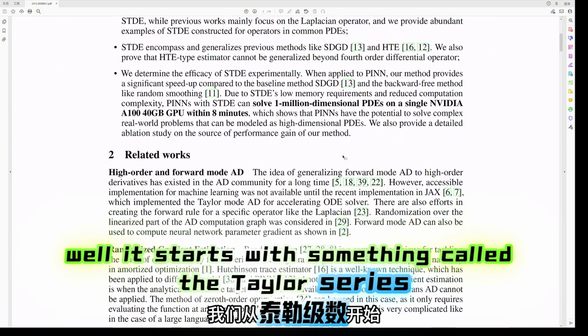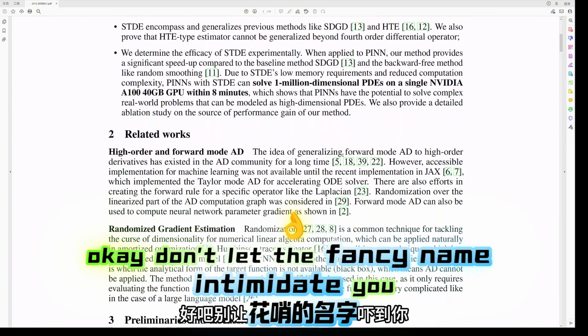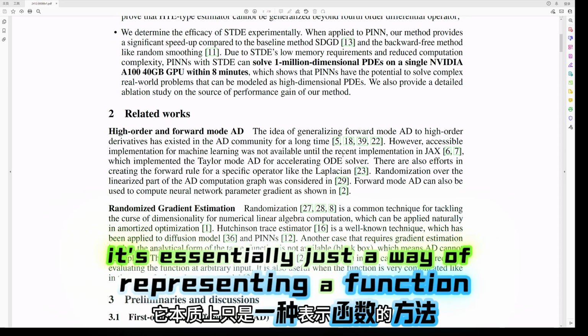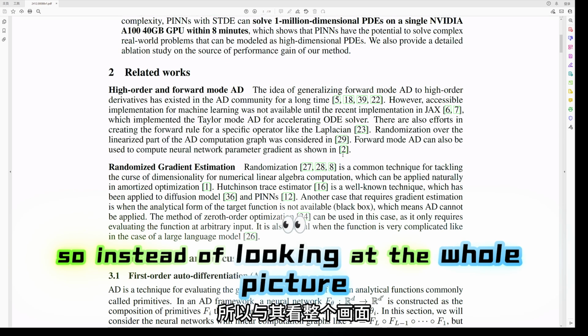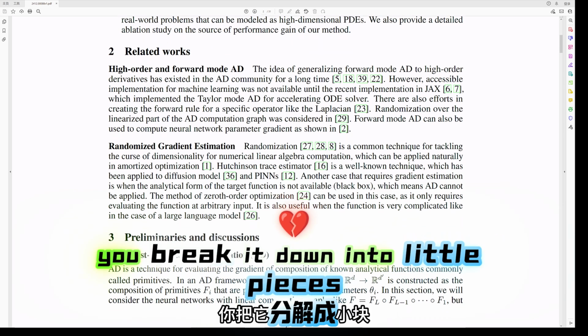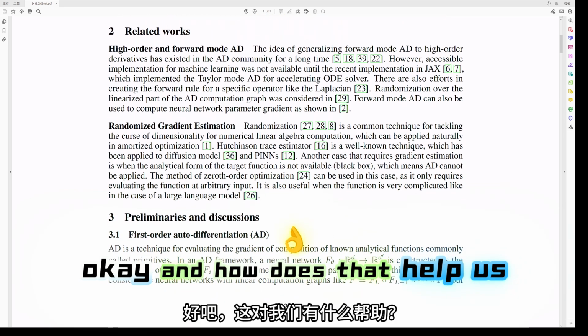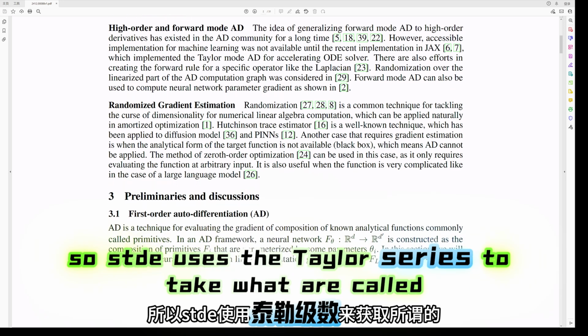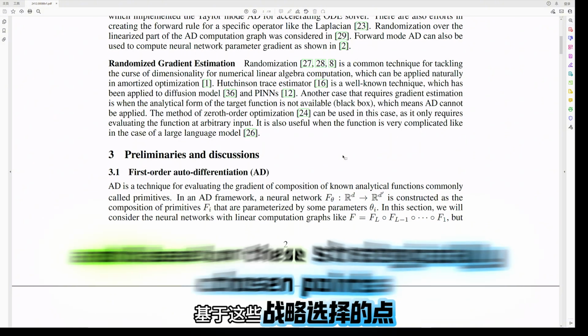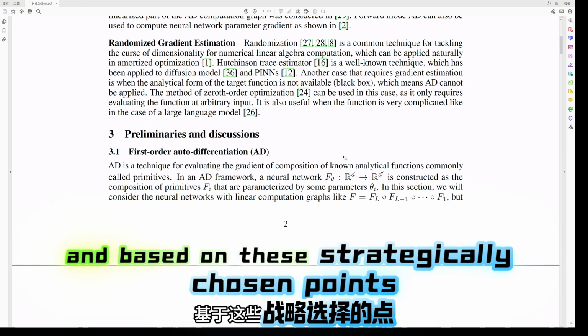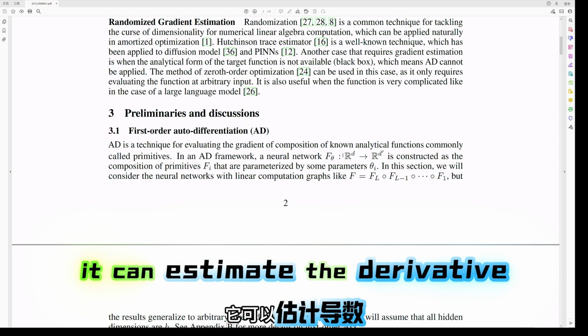Well, it starts with something called the Taylor series. Don't let the fancy name intimidate you. It's essentially just a way of representing a function as a sum of terms. So instead of looking at the whole picture, you break it down into little pieces. Exactly. And how does that help us? STDE uses the Taylor series to take what are called snapshots of the function. And based on these strategically chosen points, it can estimate the derivative.